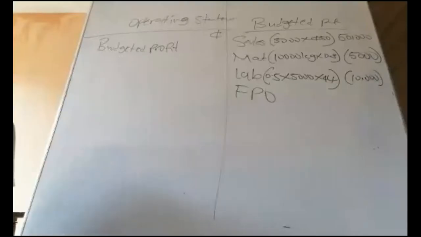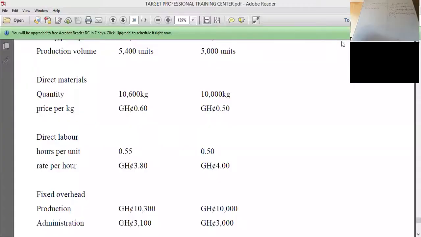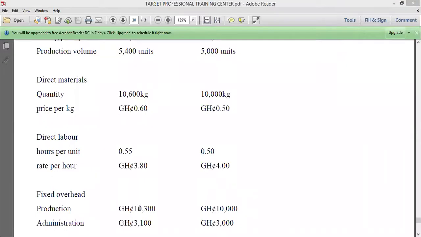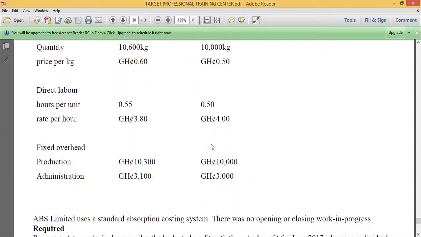Okay, so let's pick the budgeted fixed production cost, which is 10,000. For the budget, it is 10,000. Now we have to leave out the admin. Admin should not be part because we want profit before admin. We don't want the production cost to be part. Admin is non-production, so we leave it. So fixed production overhead is 10,000.